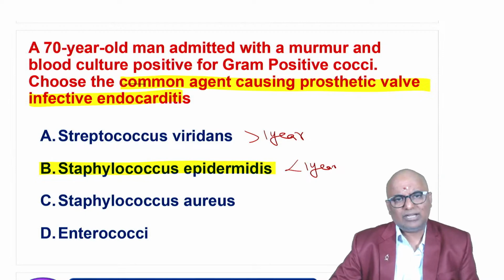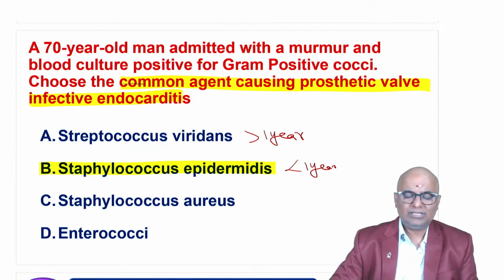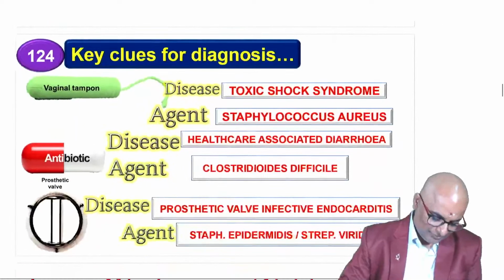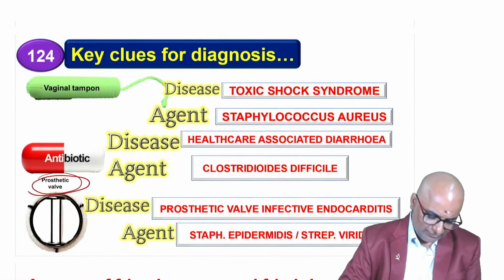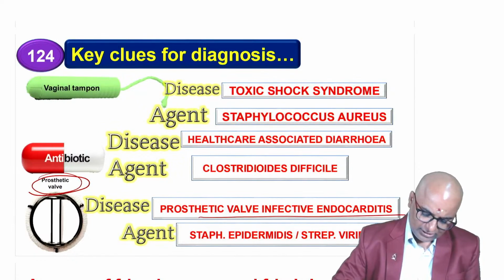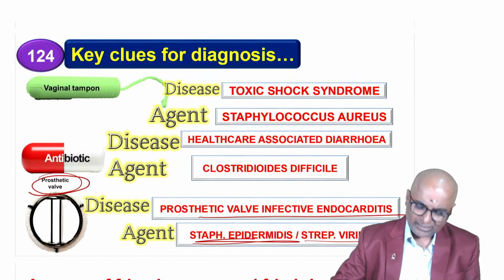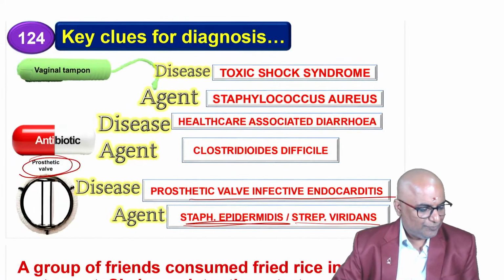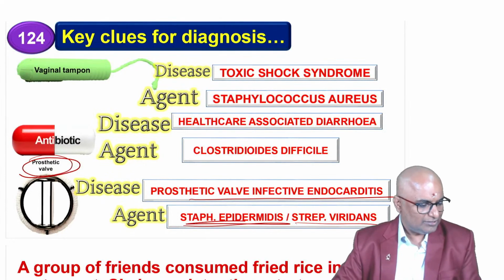This is also available in our FMGE Express. You see here, I made it: whenever you think of prosthetic valve infective endocarditis, think of staph epidermidis first, second step viridans. Staph epidermidis, then viridans. Very good, Aditya. Great.